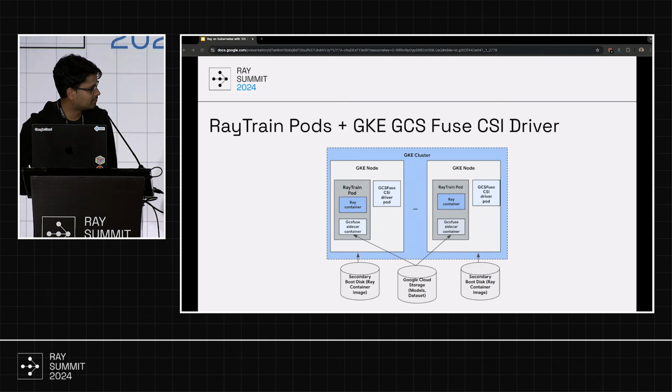And drilling down a bit further, if I double-click into each Ray pod, you can see that there is a GCS Fuse sidecar container that is automatically injected by GKE because you specified GCS volumes in your pod spec. And below, you can see there is something called a secondary boot disk, where we bake in the Ray container images, because these are very large images. They are pulled into the GKE node in a streaming fashion, which results in very fast pod startup time.